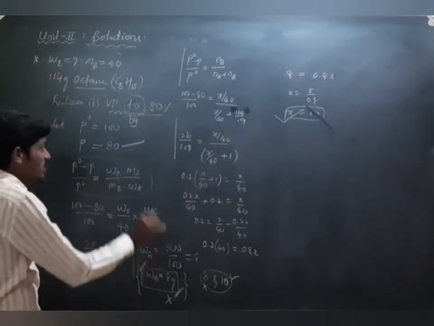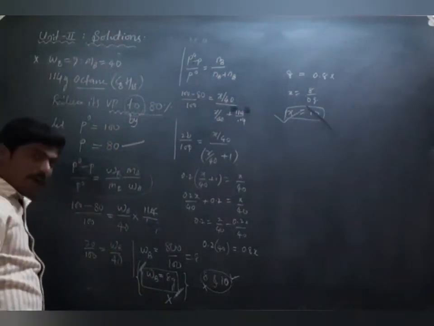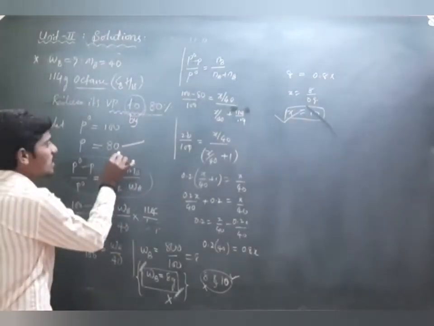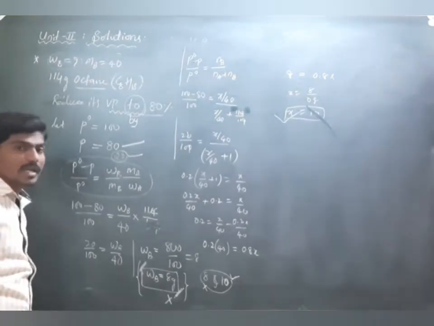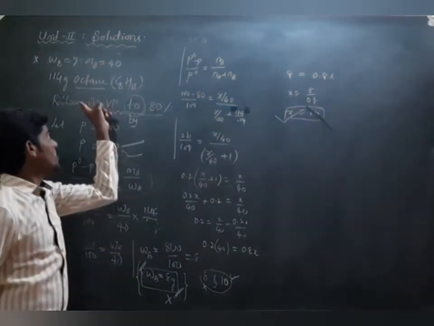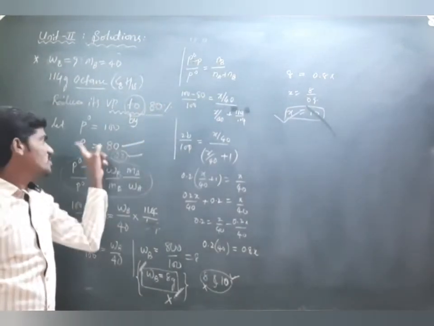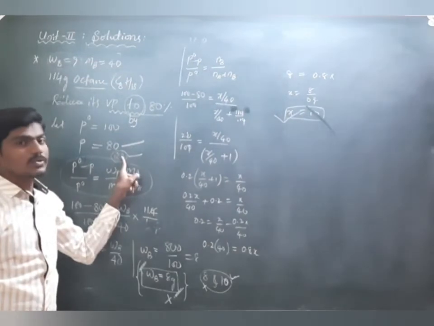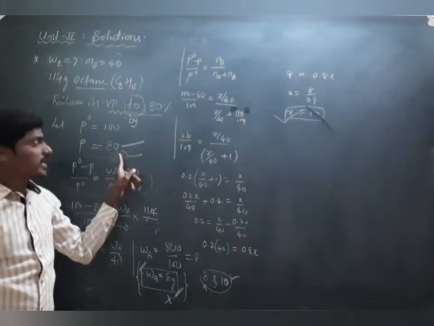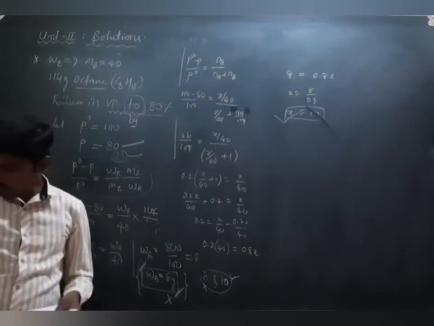By 80% means, initially 100, if its vapor pressure is reduced by 80%, then the remaining is only 20. We need to take only 20, not 80. So as to reduce its vapor pressure to 80%, that means the final is 80. By 80%, its value should be taken as 20. By taking 20, you need to calculate this. Let's go for the next problem.